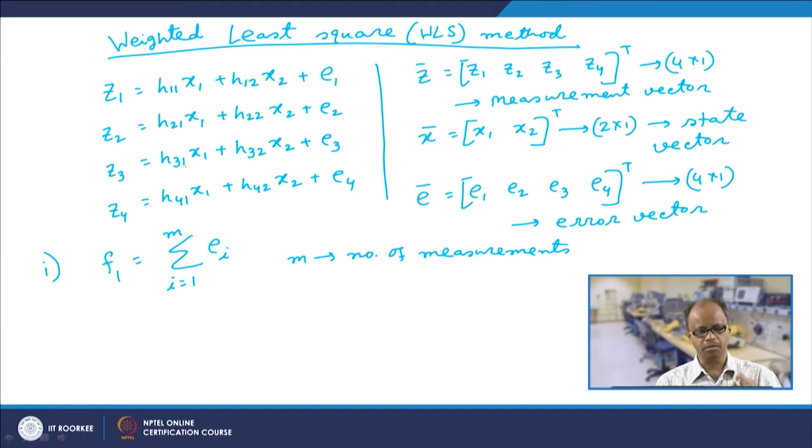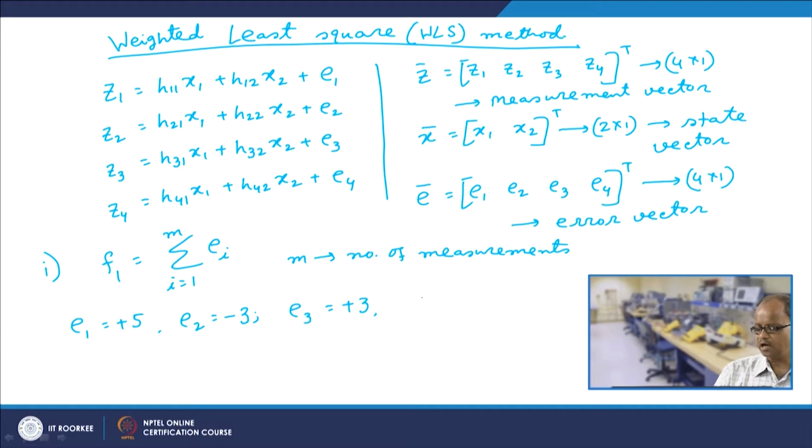Now, this looks elegant, but it has a very basic problem: these values E 1, E 2, E 3, E 4 are random in nature, so they can be either positive or negative. If we take just their algebraic sum, it may happen that they cancel each other automatically. For example, suppose E 1 is, let us say, plus 5, E 2 is minus 3, E 3 is plus 3, and E 4 is minus 5.